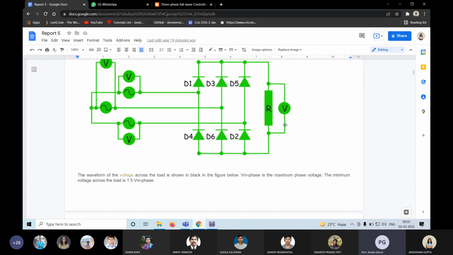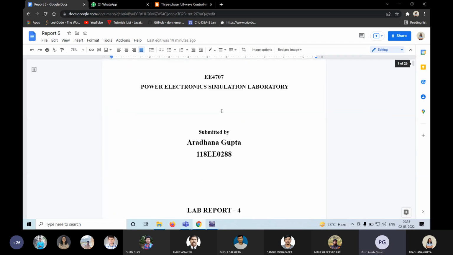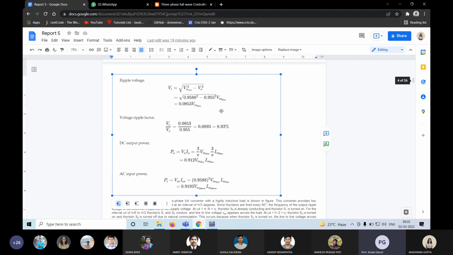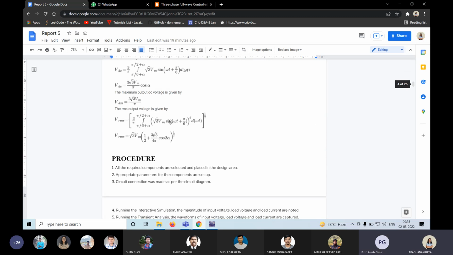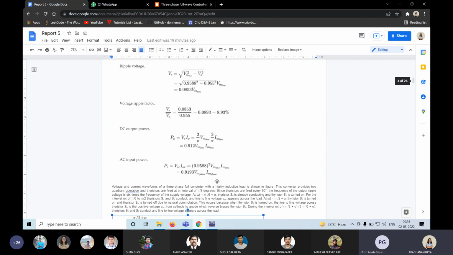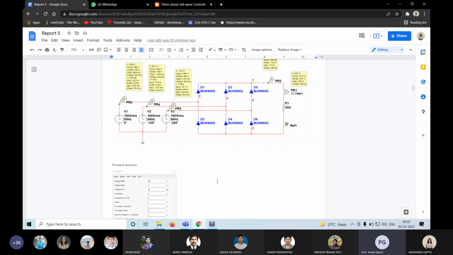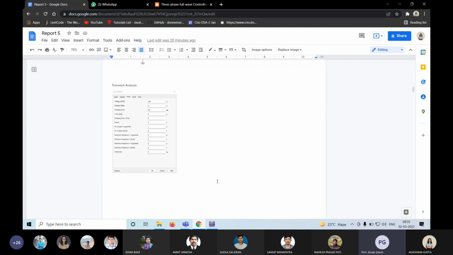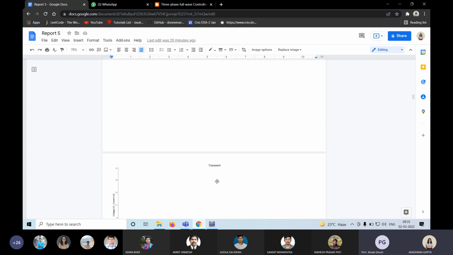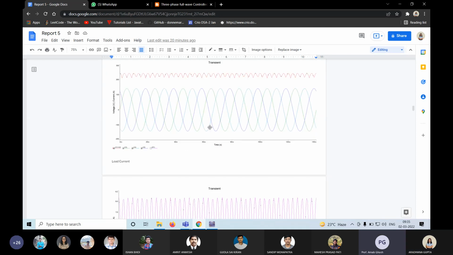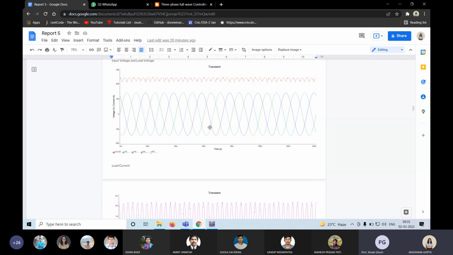Let me check. So theory, I have not written it properly. I will write it down. Okay. This is for our load. Did you prepare the observation table, Aradhana? No, sir. Observation table I have not done, but the other things I have done. Okay. Complete the observation table. Observation table is most important.